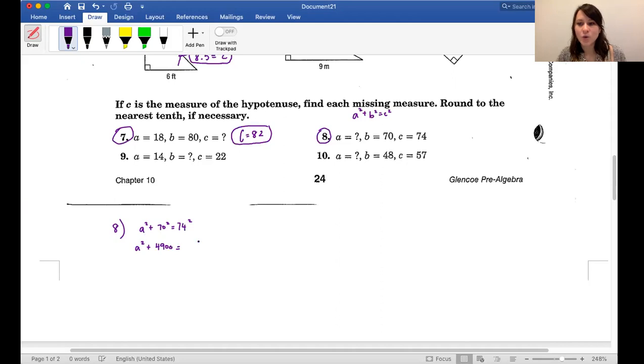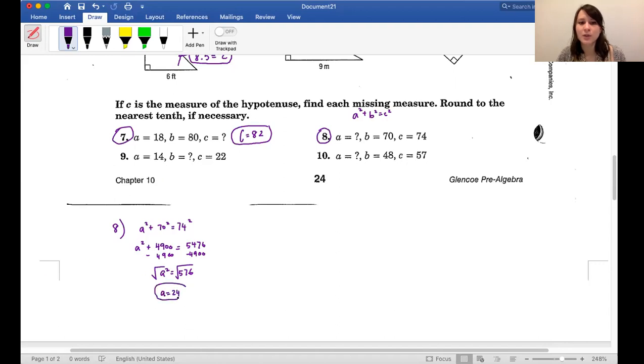And then 74 squared is 5,476. So when we have a problem like this, we need to get a squared by itself, which means we have to subtract 4,900 from both sides. And then when we subtract it all, we get 576. Now we can square root both sides, because all we have left is a squared equals 576. And when we square root that, a equals 24.